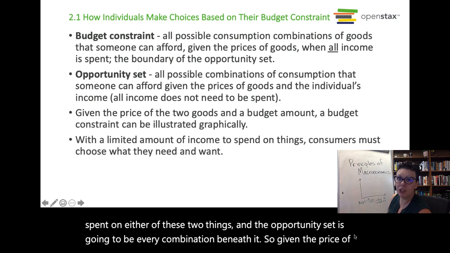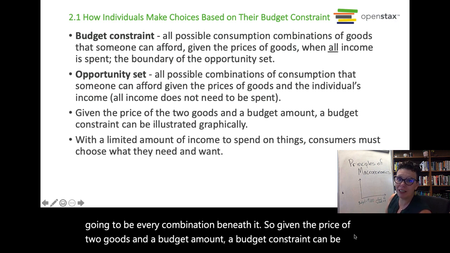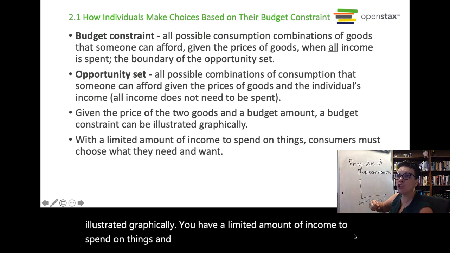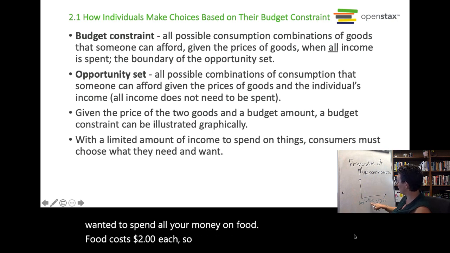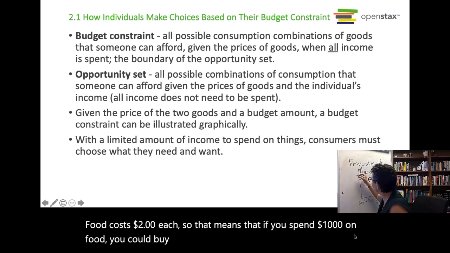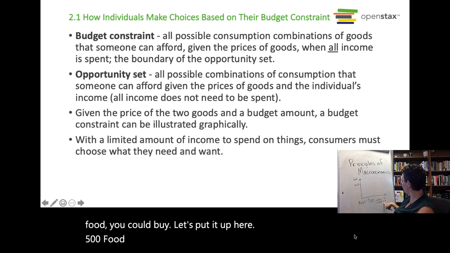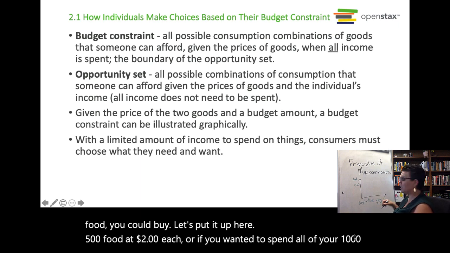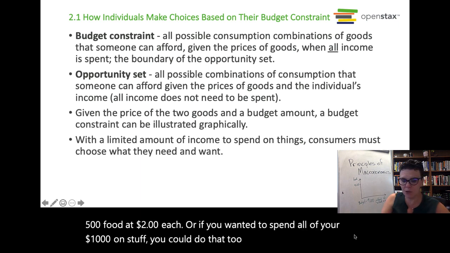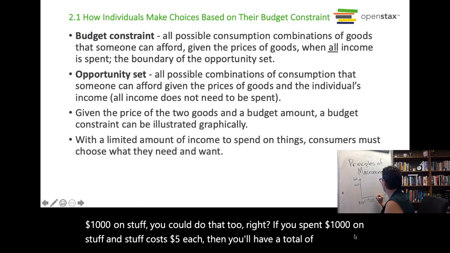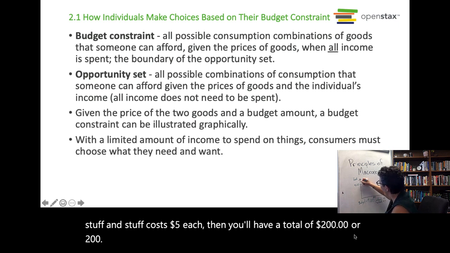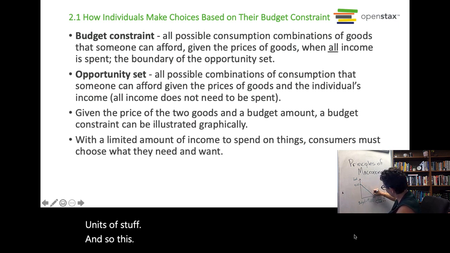So given the price of two goods and a budget amount, a budget constraint can be illustrated graphically. You have a limited amount of income to spend on things, and so you have to make a choice. So if you wanted to spend all your money on food, food costs $2 each. So that means that if you spend $1,000 on food, you could buy, let's put it up here, 500 food at $2 each. Or if you wanted to spend all of your $1,000 on stuff, you could do that too, right? If you spent $1,000 on stuff and stuff costs $5 each, then you'll have a total of 200 units of stuff. And so this is your budget constraint.